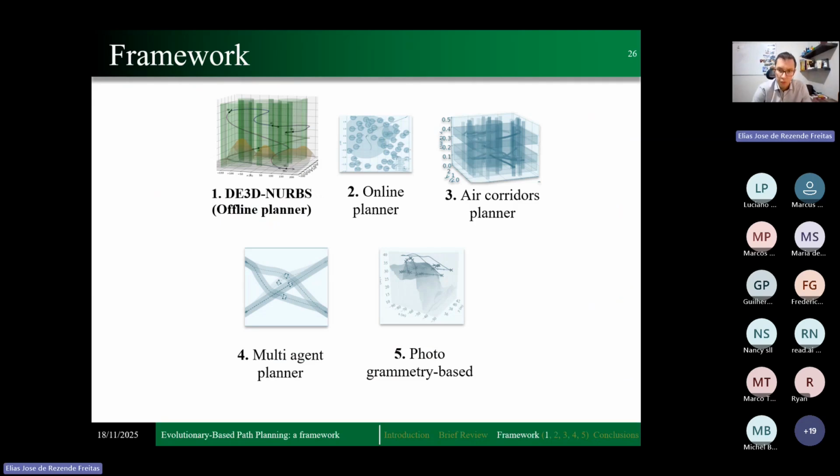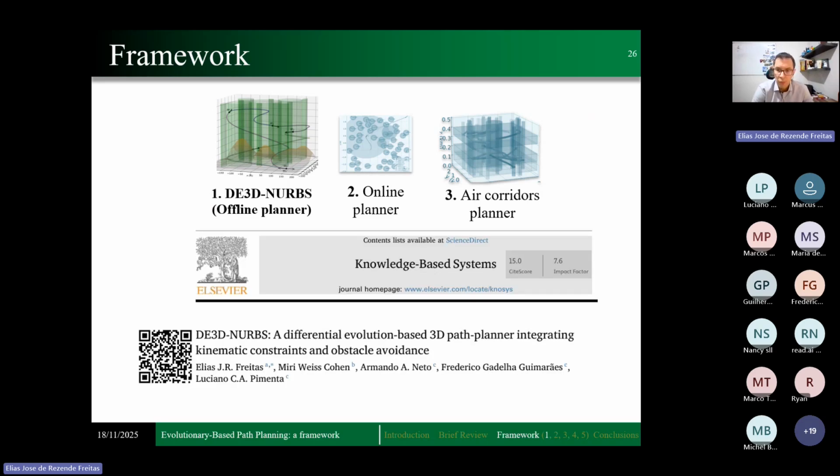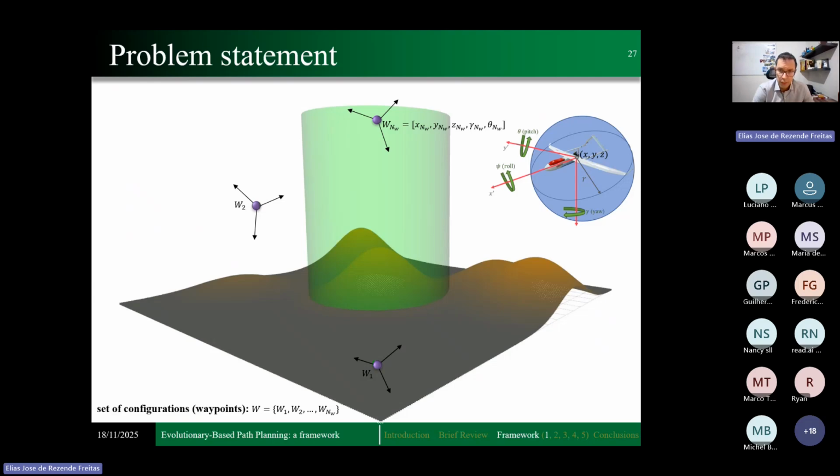Moving on to our framework, I divided it into these 5 components. Let's start with the offline planning, which was published in the journal Knowledge-Based Systems. Here, we consider a sequence of waypoints, that is, a set of configurations, not only the position, but position and orientation in 3D space. In this way, our problem is to find a feasible path that smoothly makes the robot reach all these configurations.